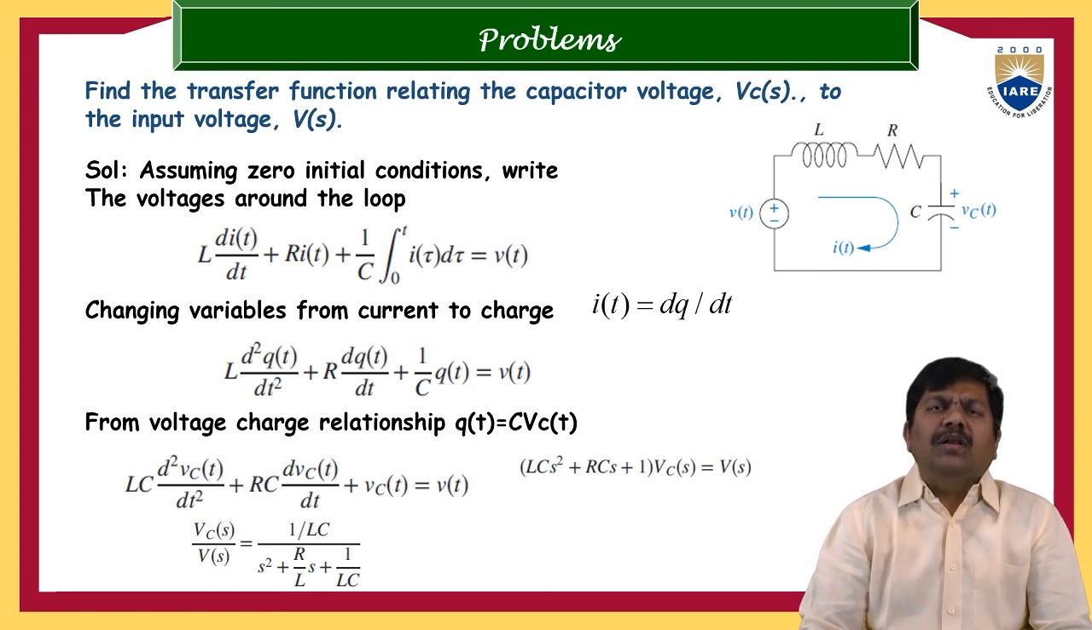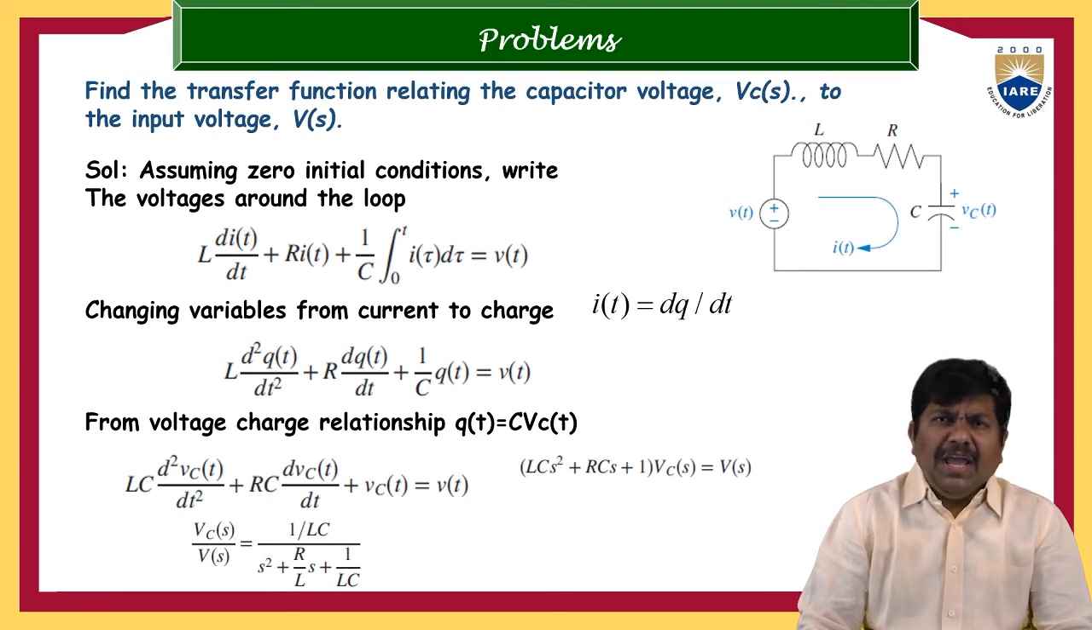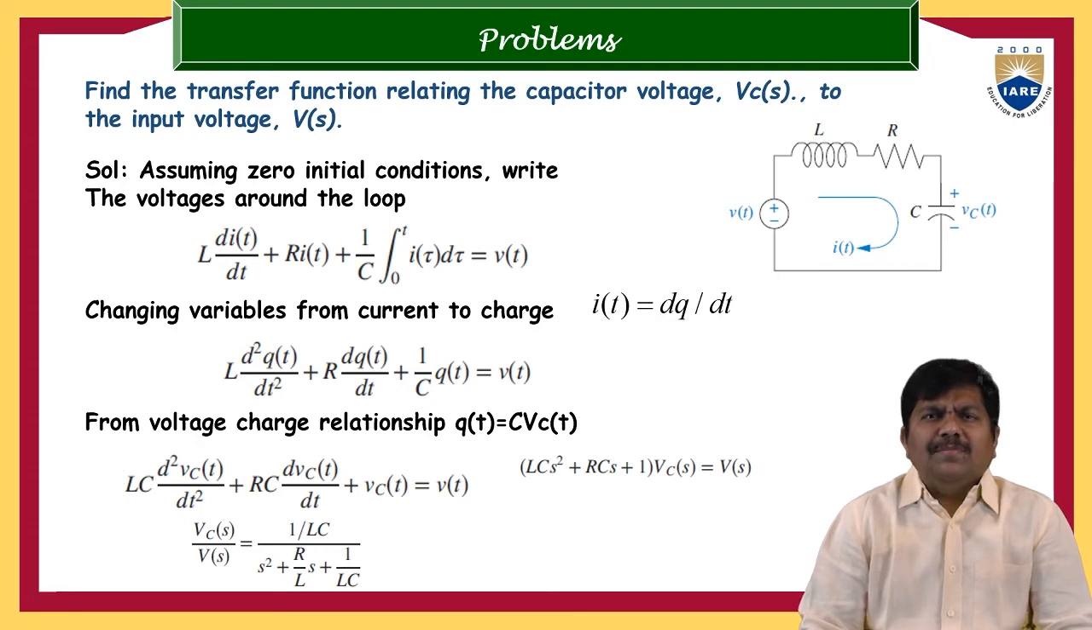How much voltage you are injecting into the system, that is the voltage we have to take as the input, and the output is straight away the voltage across the capacitor. Anyhow, for the transfer function you can straight away assume zero initial conditions.